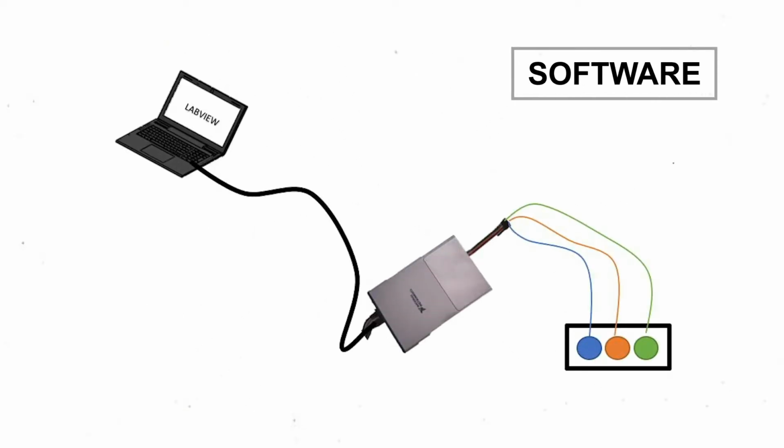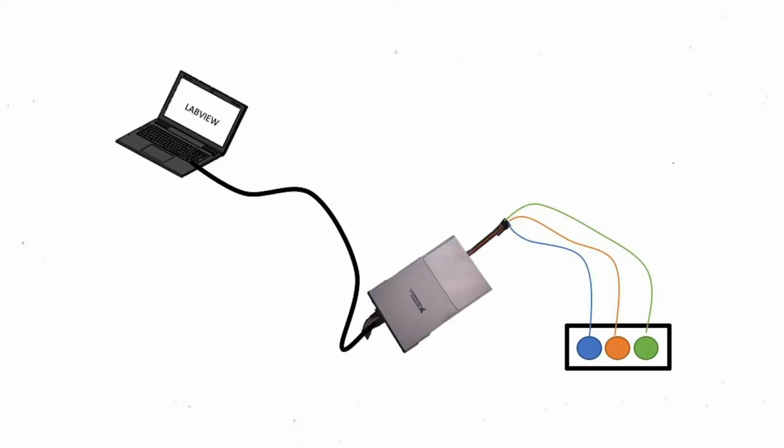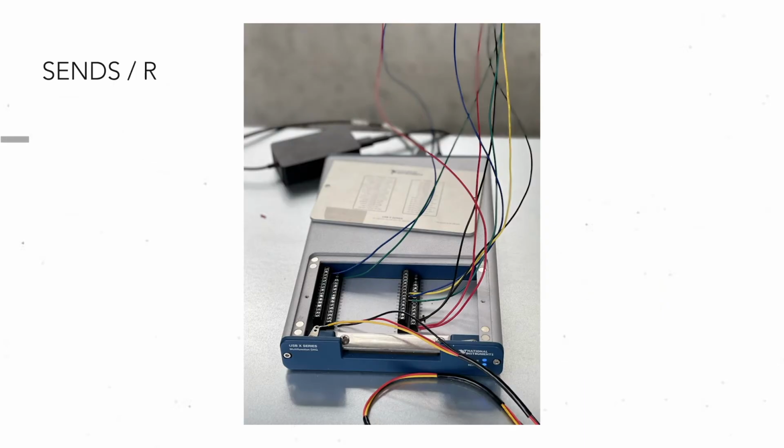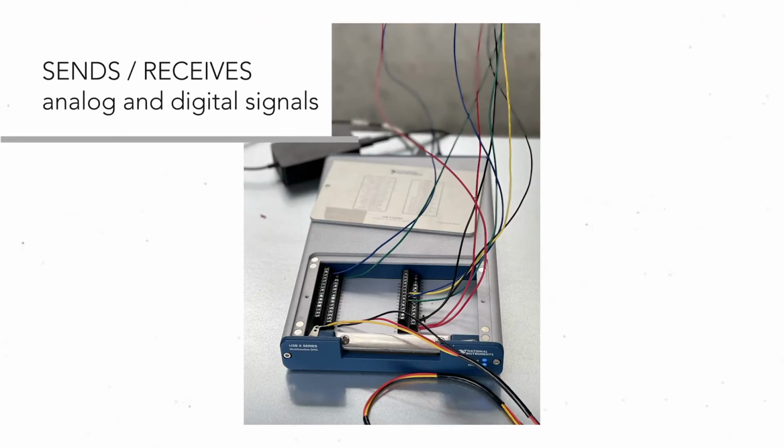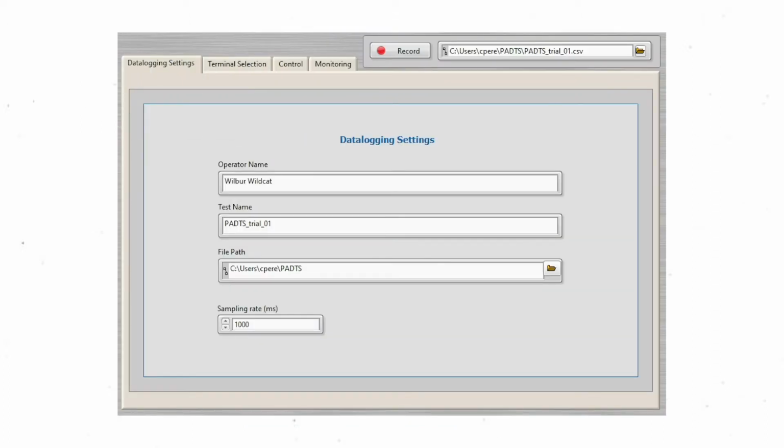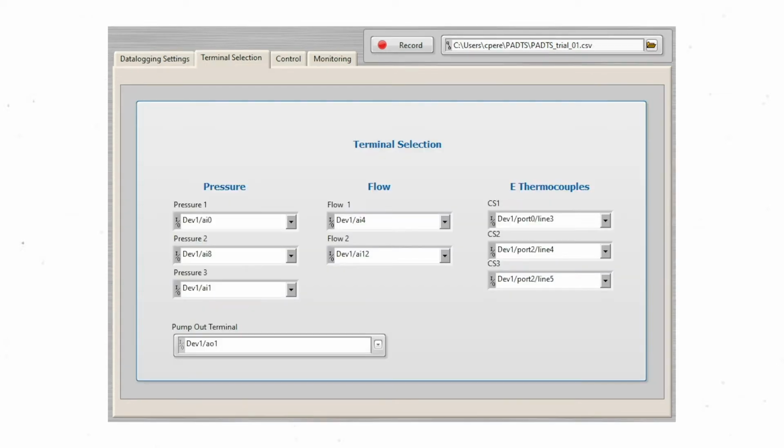The software for the PADTS was developed in LabVIEW. All communications between the software and the outside world are done through a multifunction I/O device, which sends and receives both analog and digital signals. A graphical interface provides the user with sensor readings, controls for a pump and heater, along with various system settings such as save file management, data logging sampling rate, pin selection, and sensor calibration.